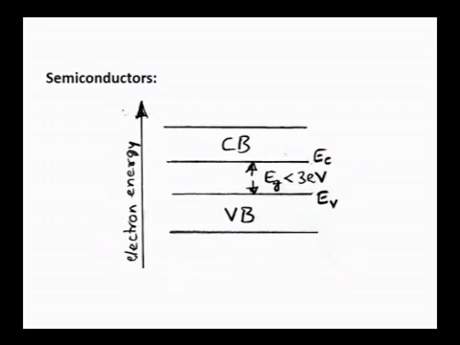Coming to semiconductors, the energy gap between valence band and conduction band is very small. In case of, let us say, germanium and silicon, the energy gap will be of the order of 1 electron volt, 0.72 electron volt for germanium, 1.12 electron volt for silicon. And we can say that if energy gap is less than 3 electron volt, then it will be a semiconductor.